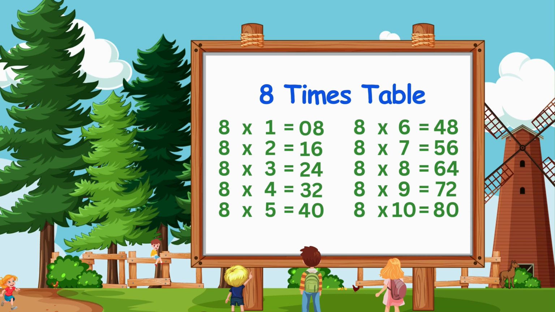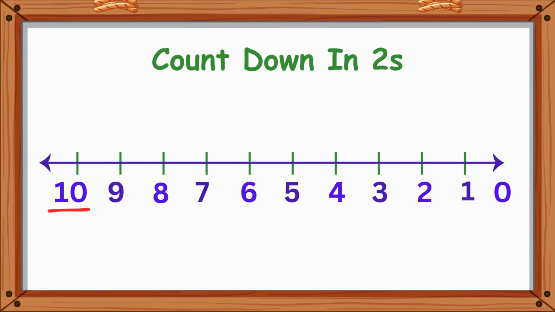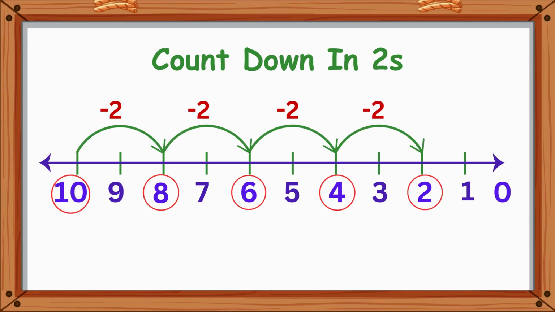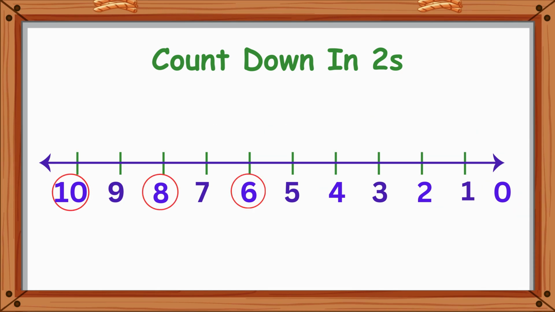First, let's practice counting backwards by 2s. Starting from 10 and going down to 0. Ready? Here we go. 10, 8, 6, 4, 2, 0. Let's do it one more time. 10, 8, 6, 4, 2, 0.